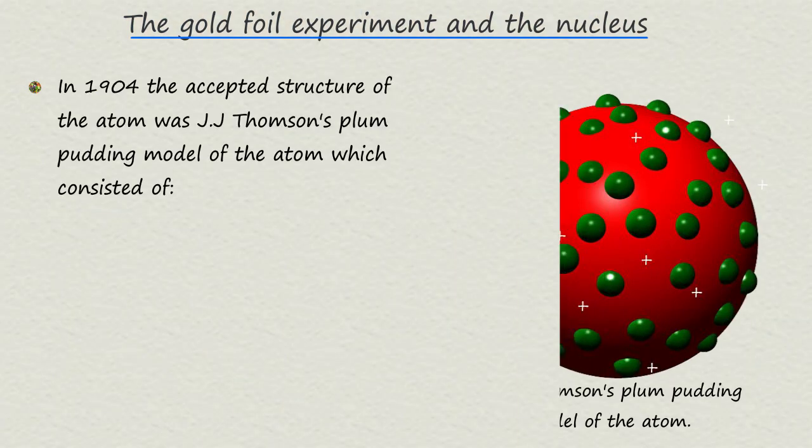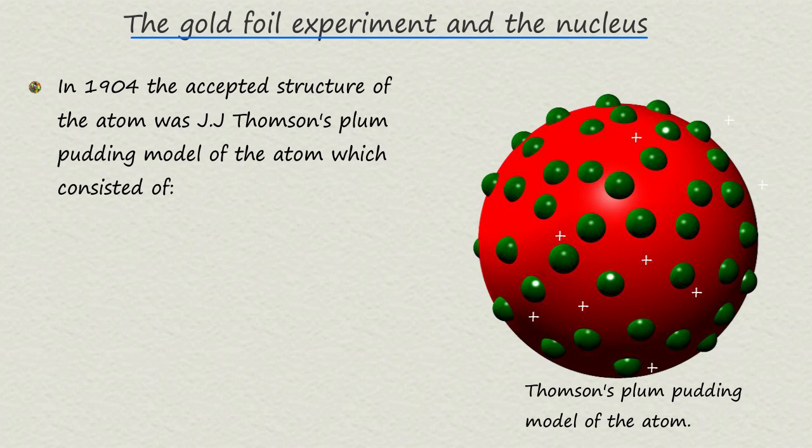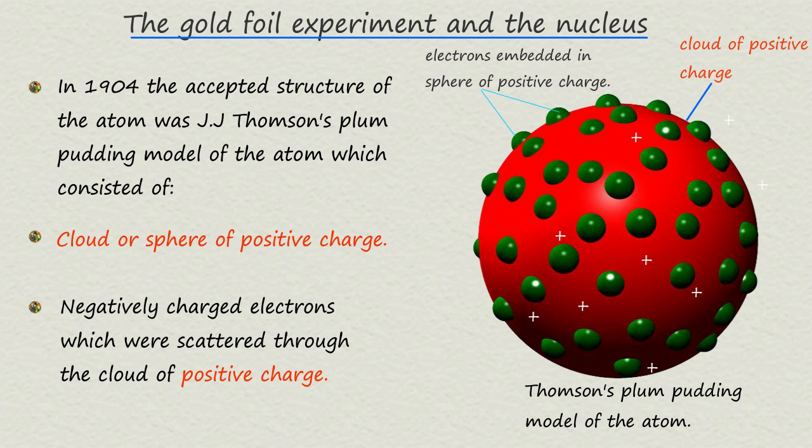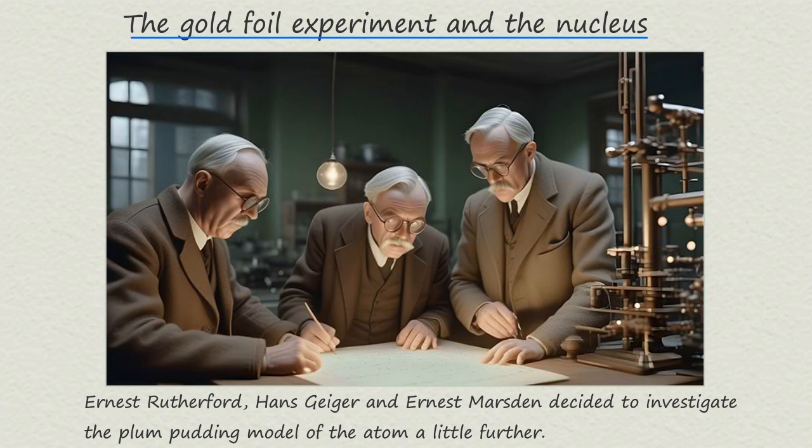In 1904, the accepted structure of the atom was based on J.J Thomson's plum pudding model, which, as you may recall, consisted of a sphere of positive charge in which were embedded the negatively charged electrons. However, a few years later, in 1911, one of Thomson's ex-students, Ernest Rutherford, along with two of his colleagues, Geiger and Ernest Marsden, decided to investigate the plum pudding model of the atom in a little bit more detail.